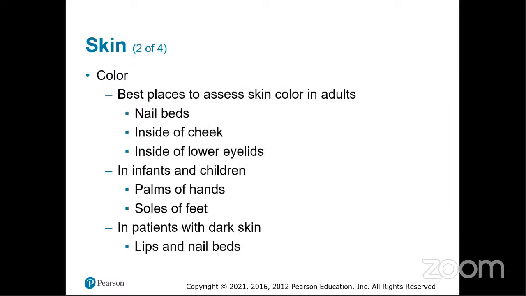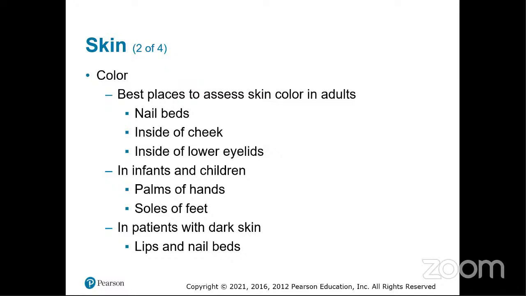So the best places to assess the skin color in an adult are the nail beds, inside the cheek, and lower eyelids. Do you guys know what they mean when they say nail beds? Have you heard of the cap refill when you read in the book? It's where you pinch their fingernail between your thumb and one of your fingers until the fingernail goes white and blanches out. You take your finger off and you want to see it go back to that nice pink color within 3 to 5 seconds. So we're going to check it there.